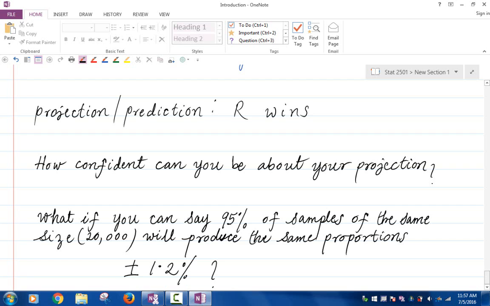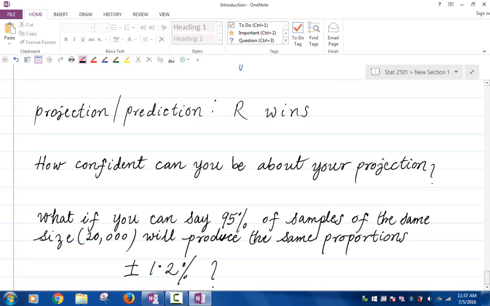What if you can say that 95% of the samples? So remember, you picked a sample of size 20,000, but there are many samples. If I want to pick a sample of 2 students from this class, there are many samples. There isn't only one sample of 2 students. I can pick 2 students in many ways. Same way, there are many samples of 20,000 voters, right?